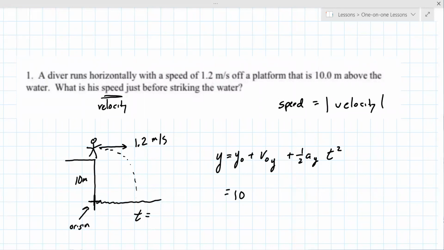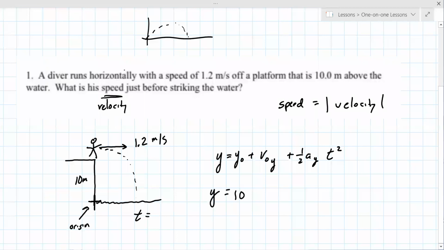Is that okay? Because it's a critical part of this. So he's starting 10 meters up. You're used to problems where I kick the ball from the ground level and it hits the ground later on. Here it's starting at 10 and landing there.